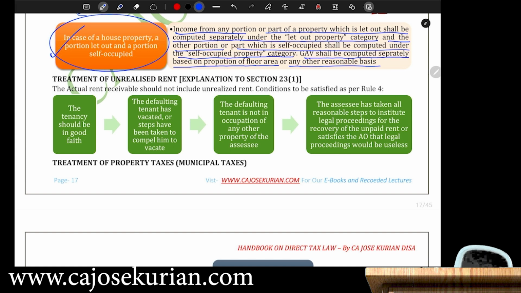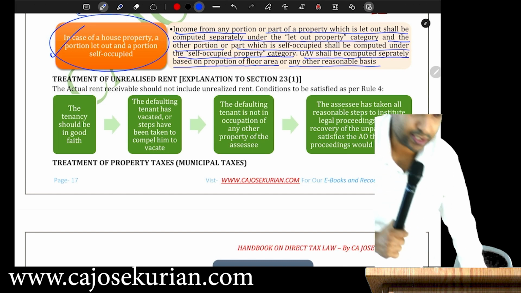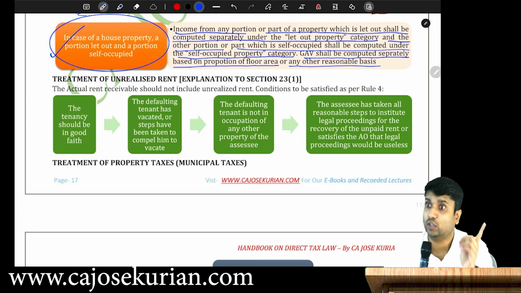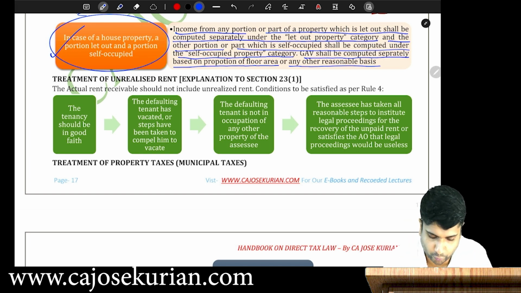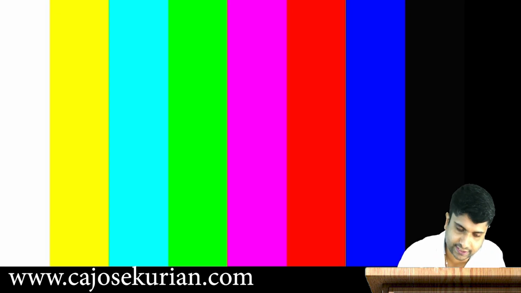Are you with me? If that particular circumstance satisfies all the following 4 conditions, then what is the conclusion? You don't have to add that unrealized rent with your actual rent. Without that, you compute your actual rent, compare with the expected rent and pick the higher. Is that point clear? So that is section 23 subsection 1, rule number 4, as per the Income Tax Rules 1962.